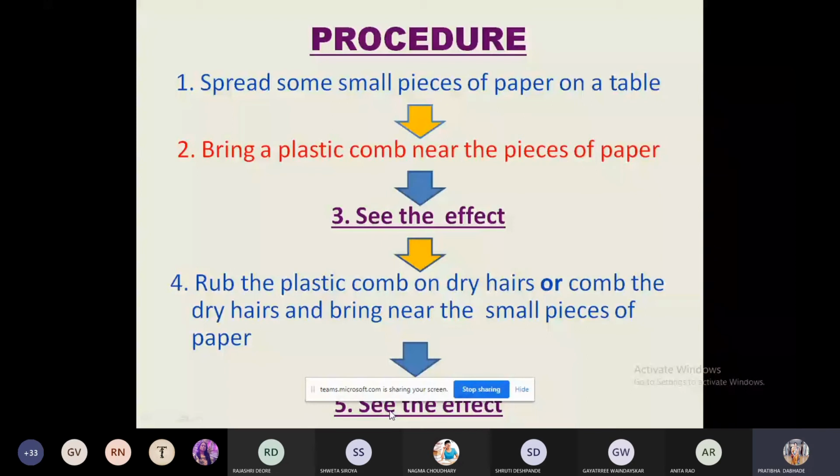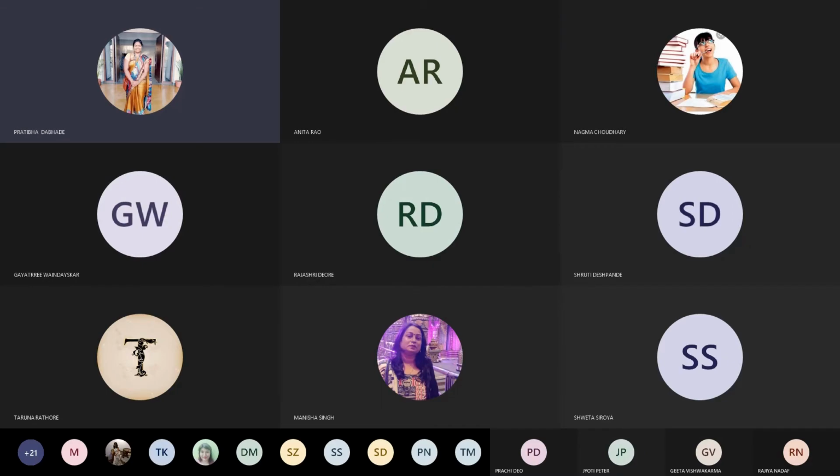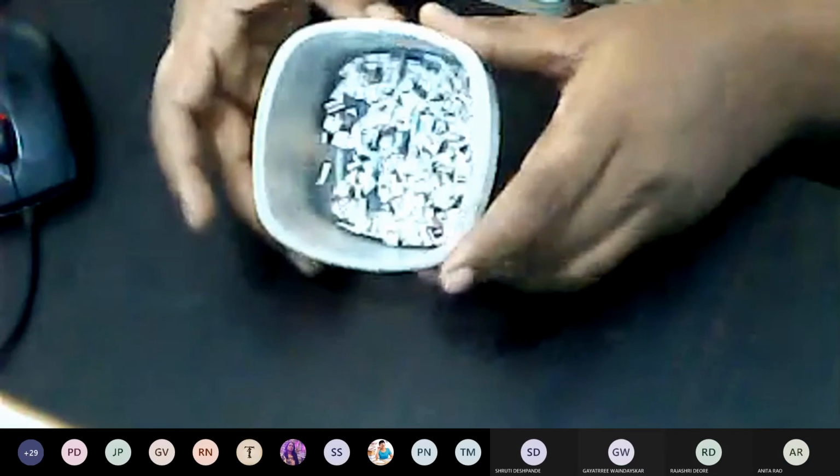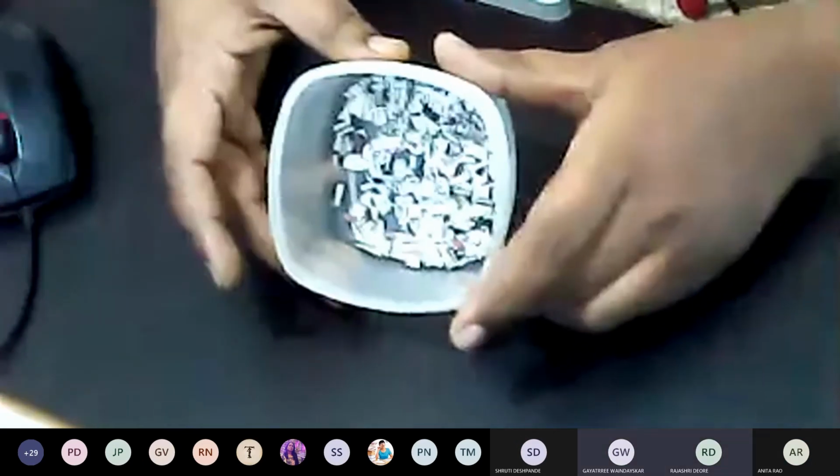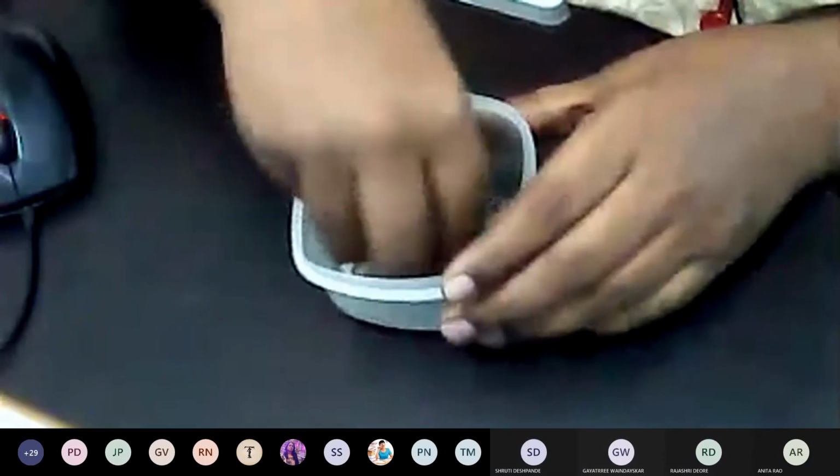Is the procedure clear to everyone? Yes, ma'am. Okay, now I'm going to perform this same experiment in front of you. For this we require small pieces of paper. It is here in the box. Is it visible to everyone? Yes, ma'am. Now I'm going to spread the small pieces of paper on the table. You can see here I have spread the small pieces of paper.